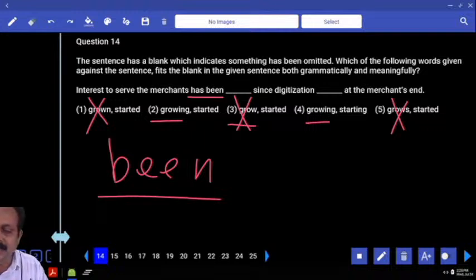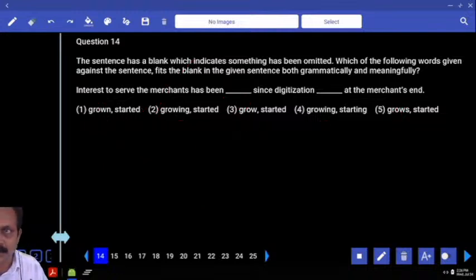Has been growing since digitization started or starting? Started. So what is the answer based on that? The second option. But right next to it, the question is related to present perfect continuous tense and past tense. Since something started, which tense is that? Past tense. Has been going on, present perfect continuous tense.